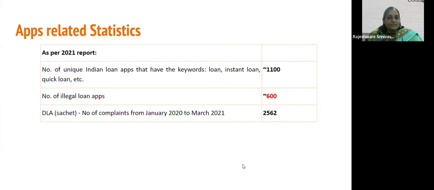So the guidelines of 20th August, that circular is what we will be covering today.